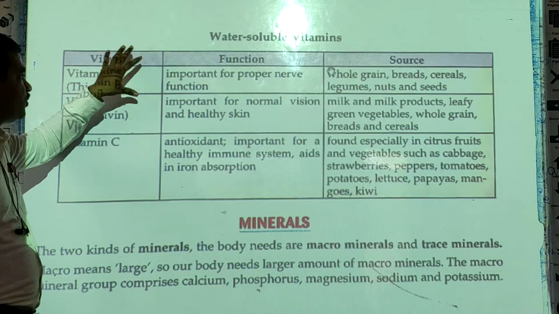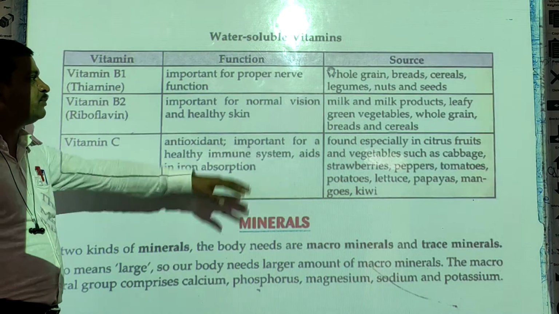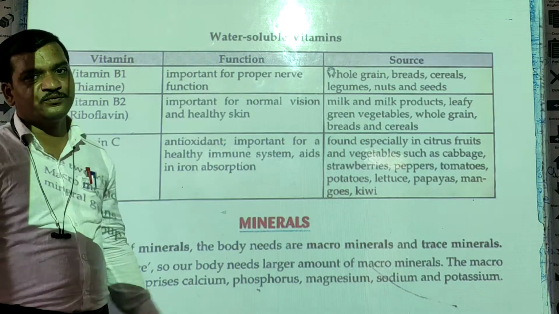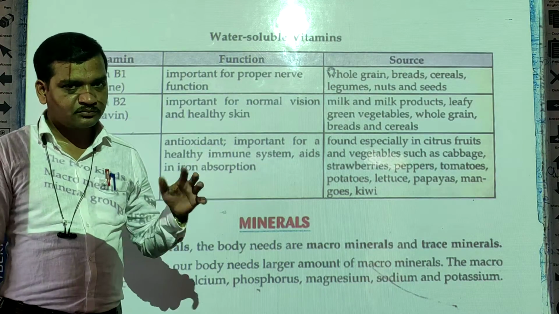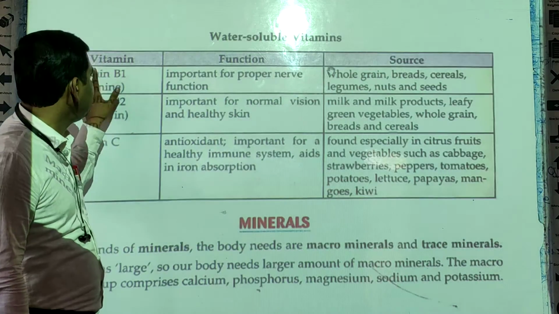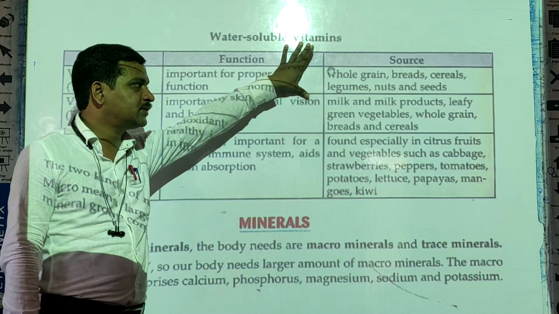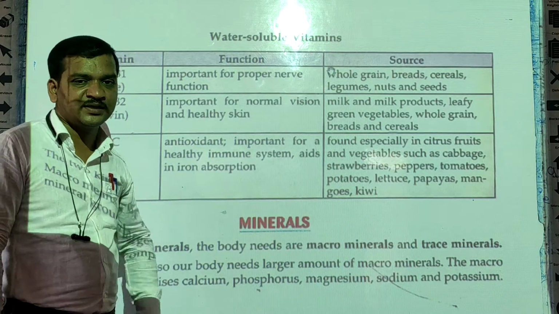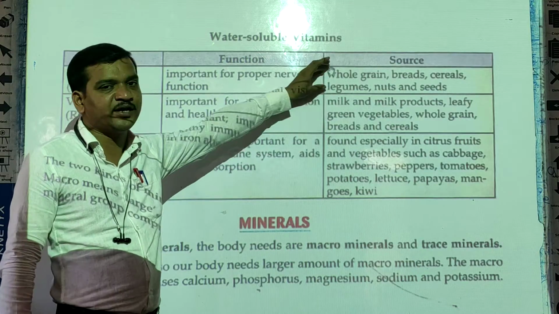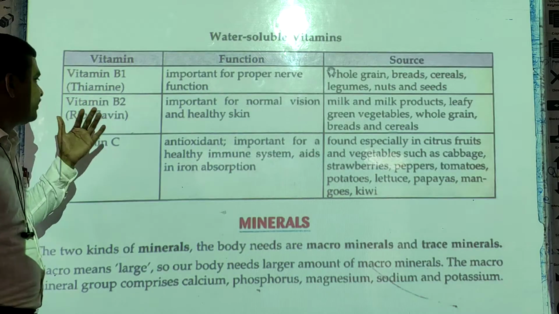So what is the function of vitamin B1? Vitamin B1 is important for proper nerve function. Whatever nerves are there, those nerves work smoothly due to vitamin B1. Sources: whole grain, bread, cereals, legumes, nuts and seeds. Through these food items you can get vitamin B1, or thiamine.